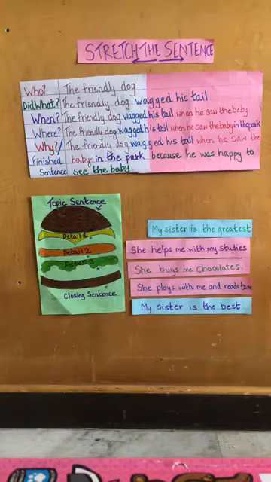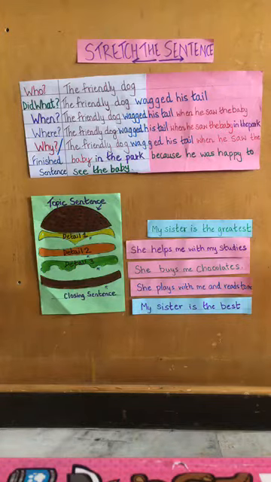So here I'm talking about my sister. I have said my sister is the greatest. Now what happens in supporting sentences? The name itself tells you that the sentences need to support the topic sentence or the main idea, which is sister in this case. So I've written, she helps me with my studies, that is detail 1 of the burger. She buys me chocolates, detail 2, and she plays with me and reads to me, that is detail 3.